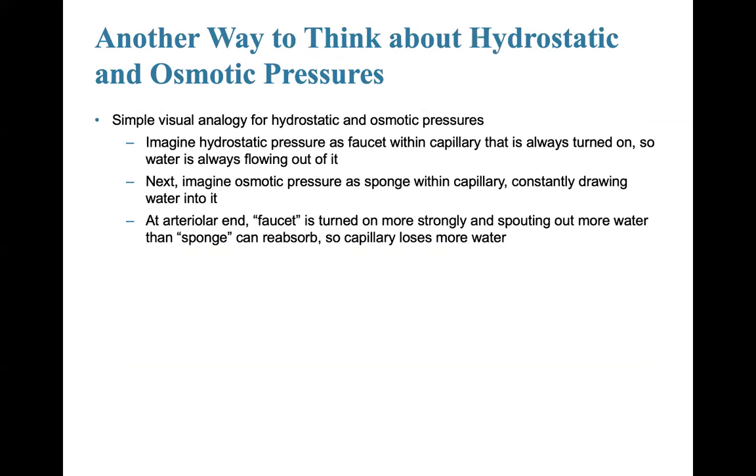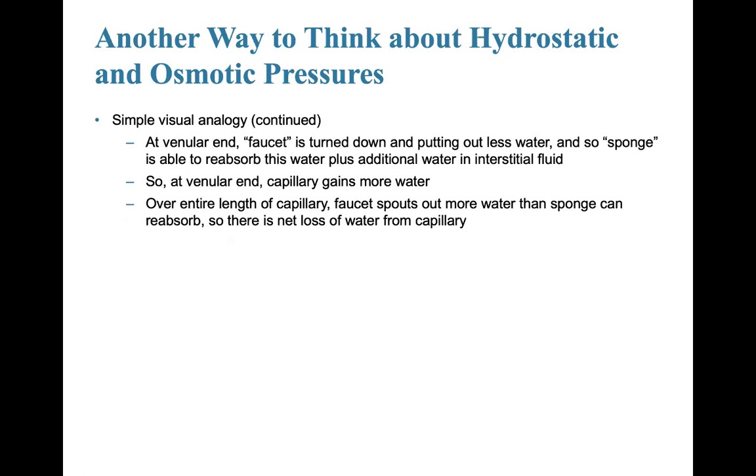So here is a simple visual analogy for hydrostatic and osmotic pressures. Imagine the hydrostatic pressure as a faucet within the capillary that is always turned on so that water is always flowing out. Next, imagine the osmotic pressure as a sponge within the capillary, constantly drawing water into it. At the arterial end, the faucet is turned on more strongly and spouting out more water than the sponge can reabsorb, so the capillary loses more water.